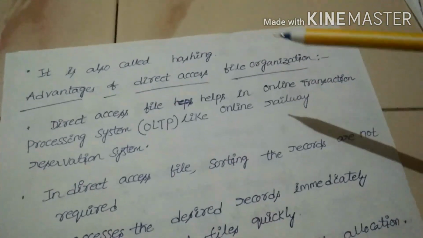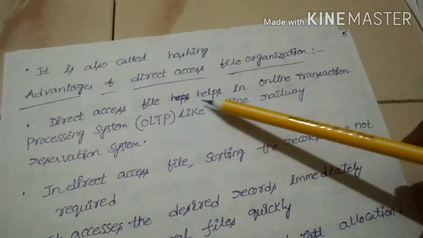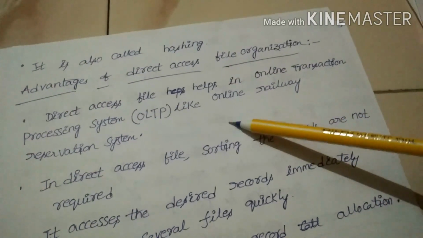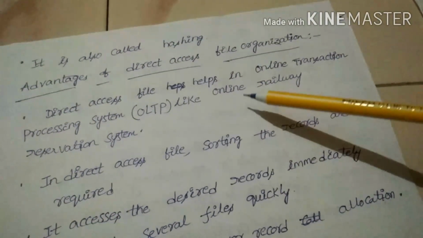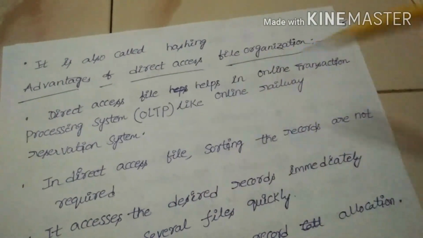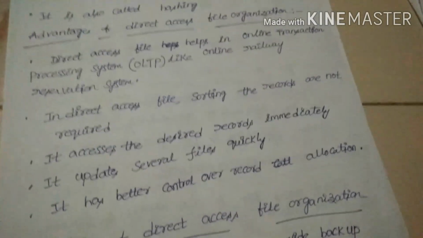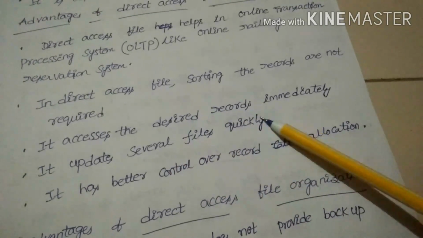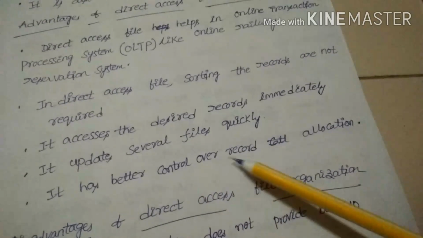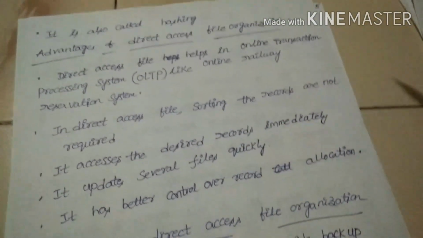These are the advantages of direct access file organization. Here, a direct access file helps online transaction processing like an online railway reservation system. I mean, you have to update in a random process. That is the advantage. Here, in a direct access file, sorting the records is not required. It accesses the desired records immediately. It updates several files quickly. It has better control over record allocation. These are the advantages of direct access file organization.